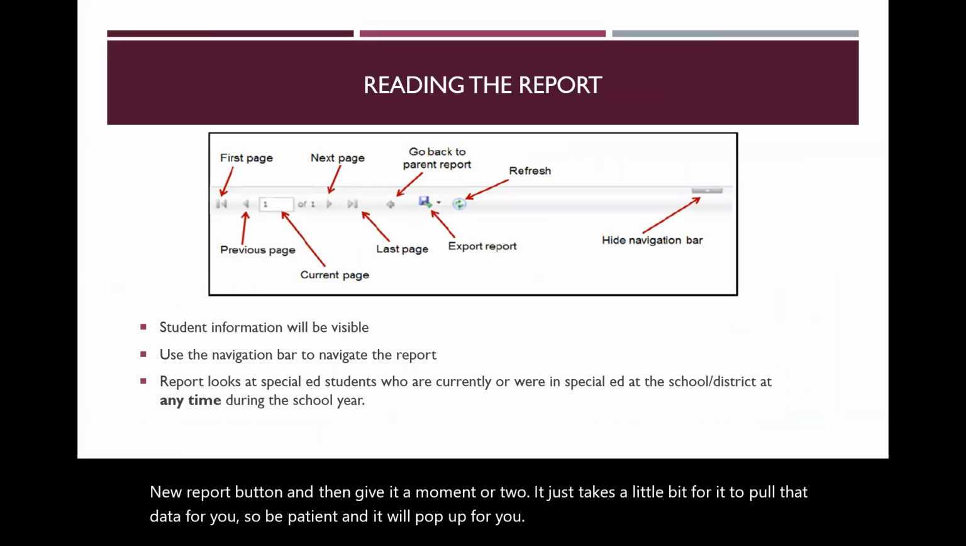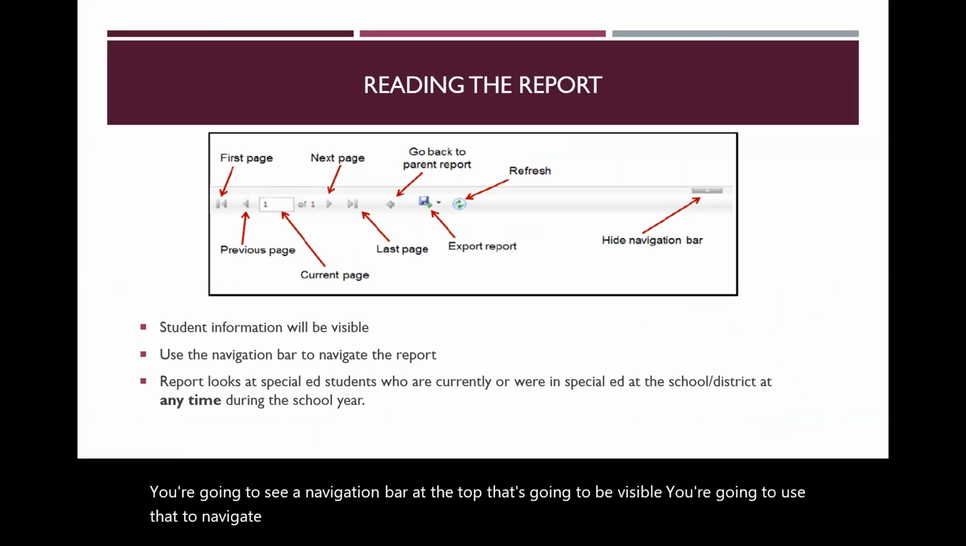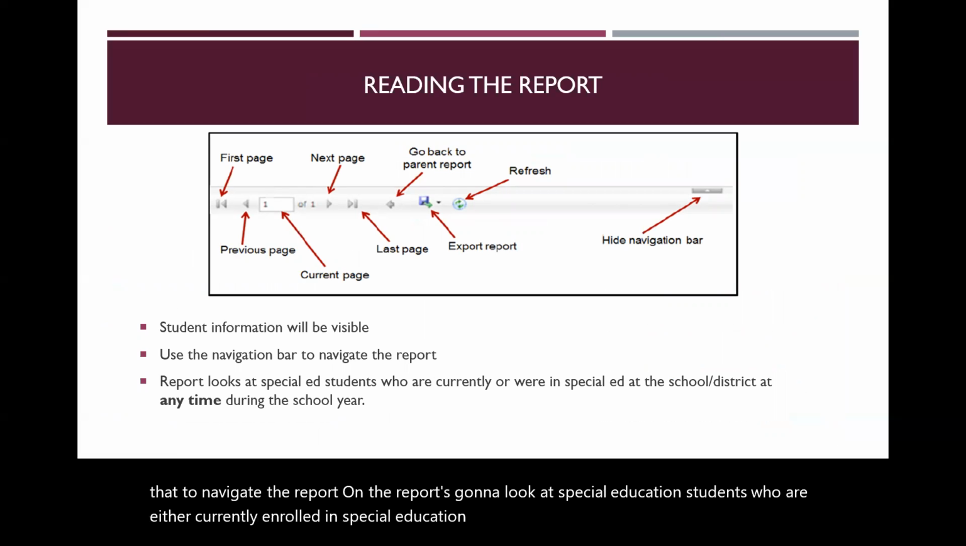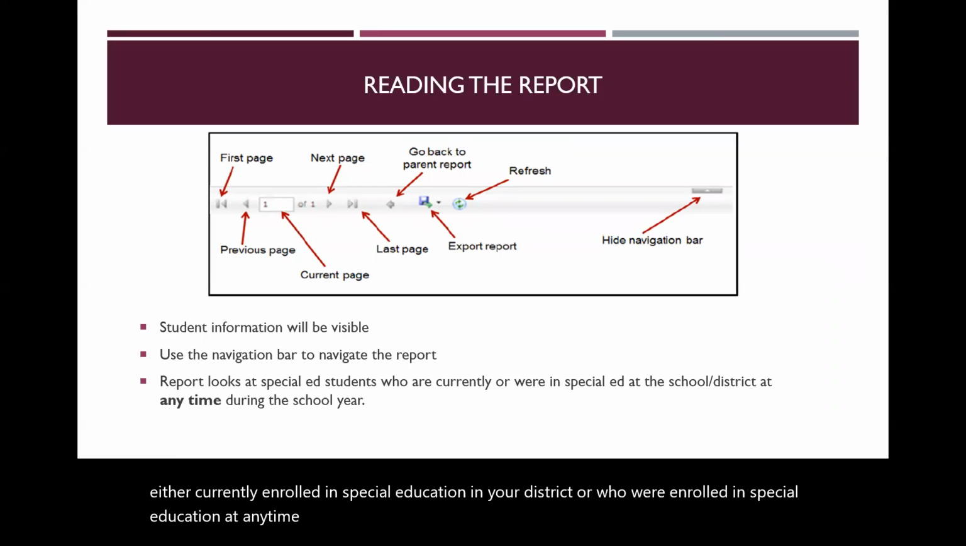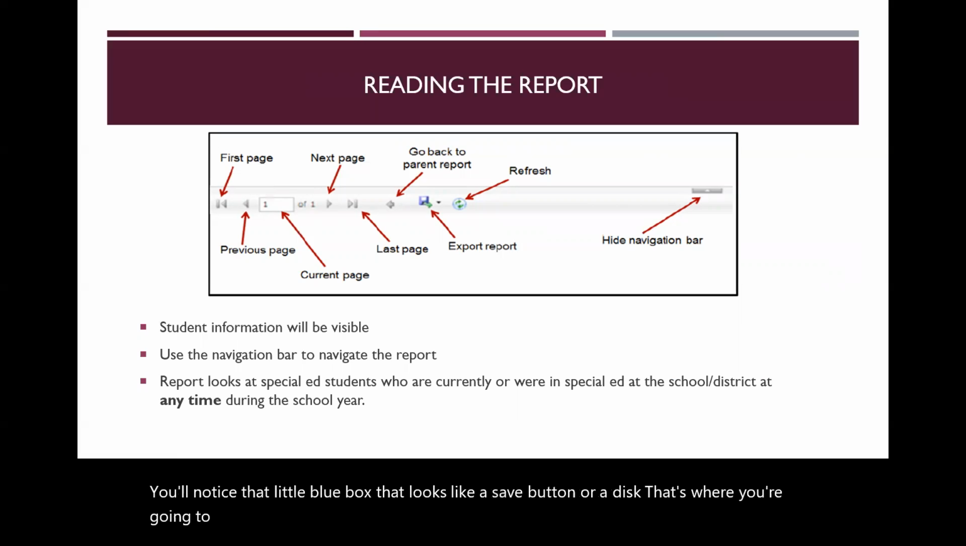Now you're going to see a navigation bar at the top that's going to be visible. You're going to use that to navigate the report. The report's going to look at special education students who are either currently enrolled in special education in your district or who were enrolled in special education at any time during the current school year that you are looking at this report for. You'll notice that little blue box that looks like a save button or a disk, that's where you're going to exit or export those reports. So that's the button that you're going to click.